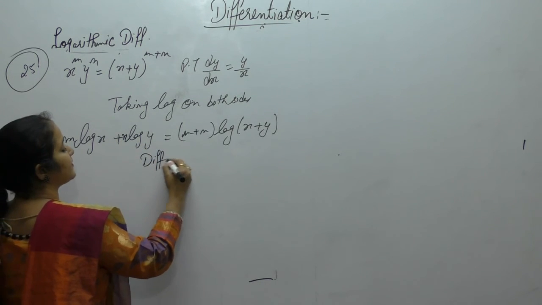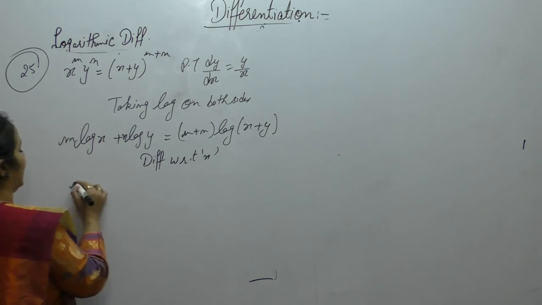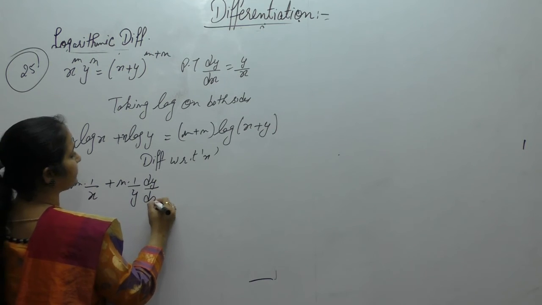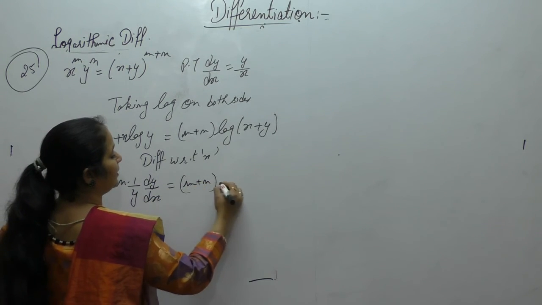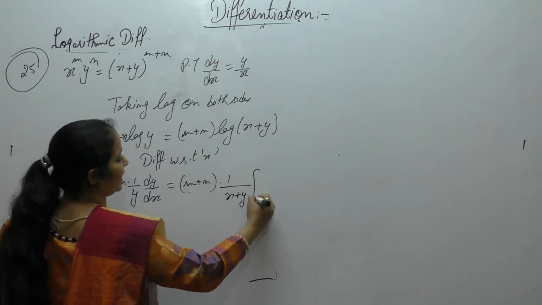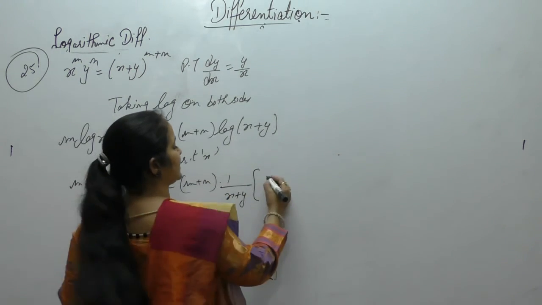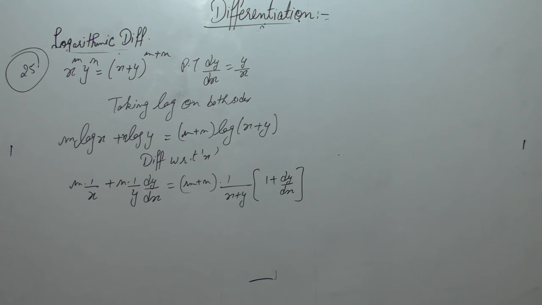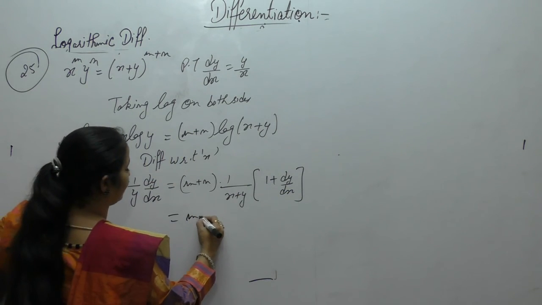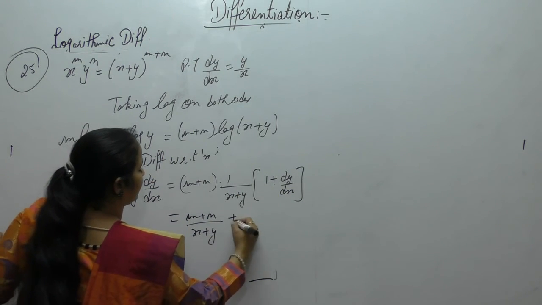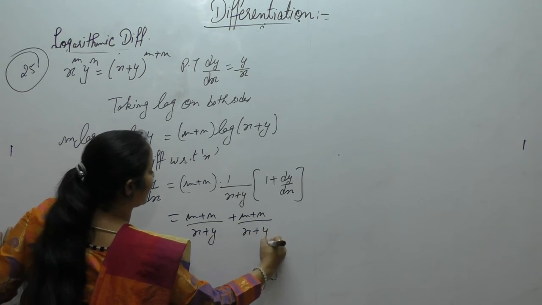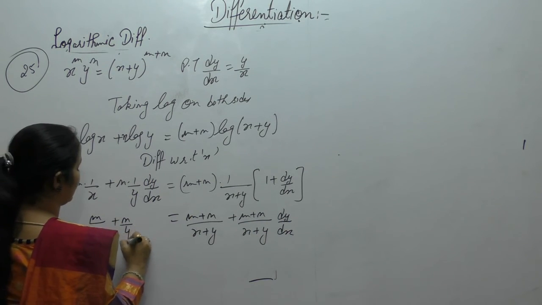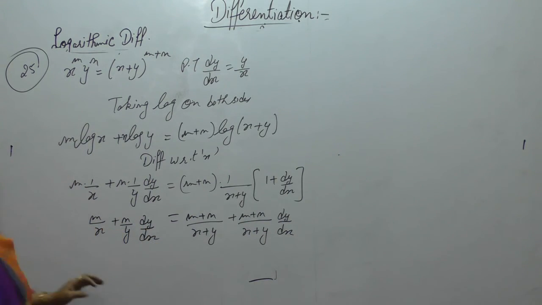Now differentiate with respect to x. m derivative of log of x and n derivative of log of y, m plus n derivative of log of x plus y, then derivative of x is 1, y is dy upon dx. Clear up to here? Now here we get m plus n upon x plus y plus m plus n upon x plus y dy by dx, m upon x plus n upon y dy upon dx.